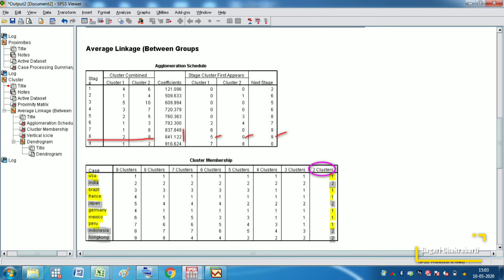In stage 8, Indonesia ultimately joins the Asian cluster. And thus we have only 2 clusters. One is the Asian cluster and the other contains all the European and the American markets.